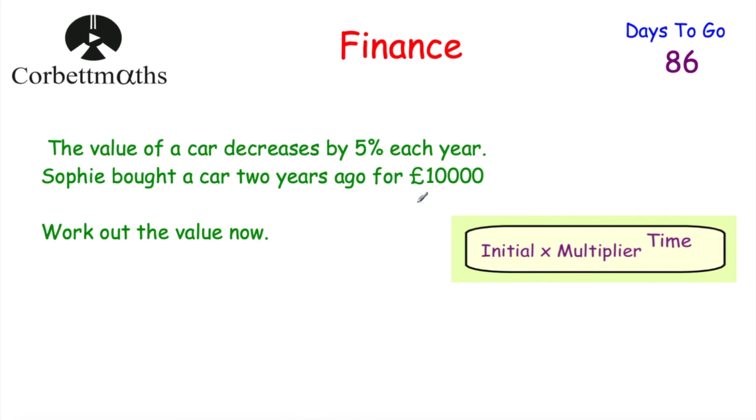And remember, this is your formula. So I want you to have a go at this question now, and just remember it's going down, so think what your multiplier would be if it's decreasing by 5% each year. So feel free to press pause and try this question now.